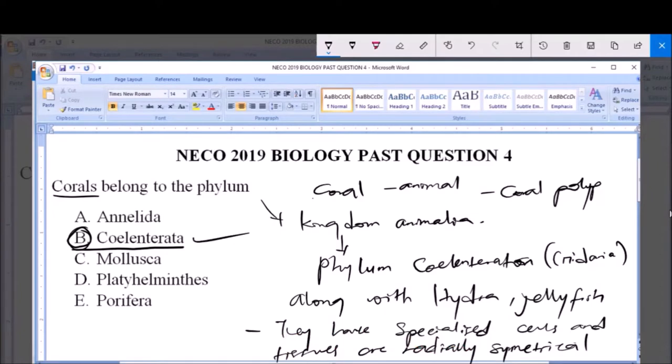Now the phylum Annelida is made up of the roundworms. The Mollusca is made up of those with shells, like the snail. The Platyhelminthes is the flatworm, like a tapeworm. And the Porifera are sponges, which exist in colonies. But Coleopterata do not exist in colonies, so they are not sponges, and so corals belong to Coleopterata.